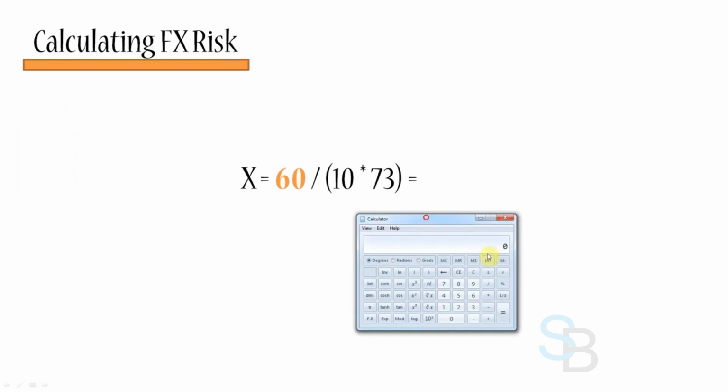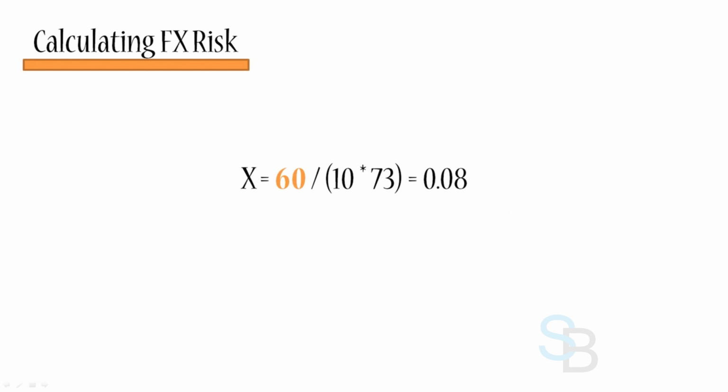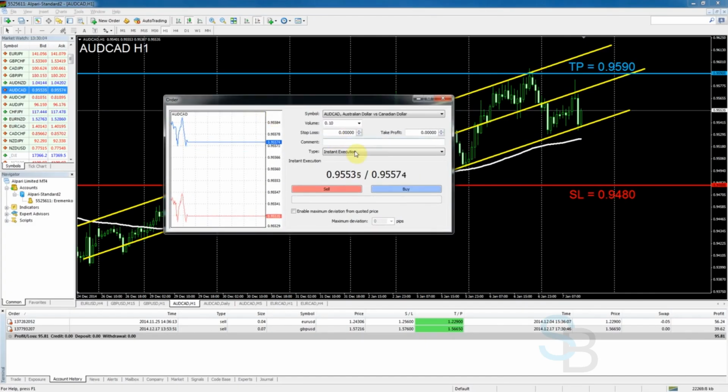So 60 divided by 10 times 73 makes it 0.08 lots. So that's good. Now we can exit this presentation. The order screen pops up, and so we'll type in 0.08 lots. Stop loss is 0.9480. Take profit 0.9590. Comment: my third forex order, and instant execution. We want to create a buy order.